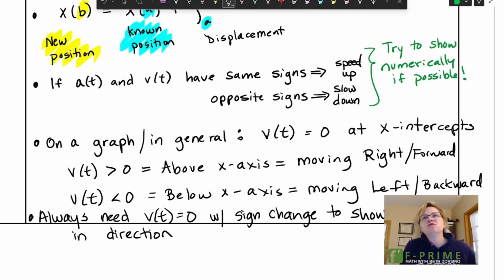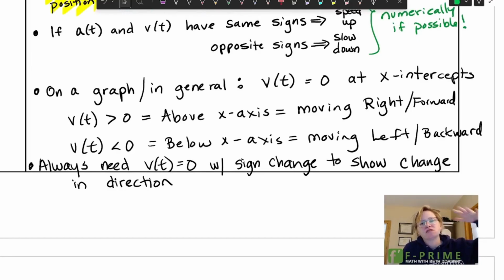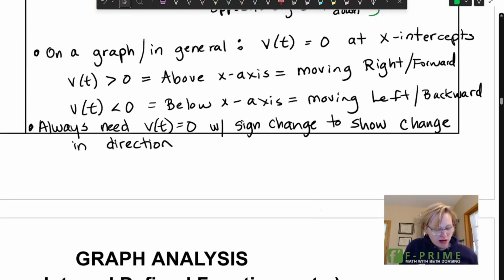But in case you can't show it numerically, if you ever have a graph that you can use, what we're going to look for is, the velocity will be 0 at the x-intercepts, and then above the x-axis is where the velocity is going to be positive on a velocity graph. Below the x-axis, if you're looking at the graph of velocity, that's when your velocity is negative. And so positive velocity is generally indicative of moving to the right or forward. Negative velocity is moving left or backwards.